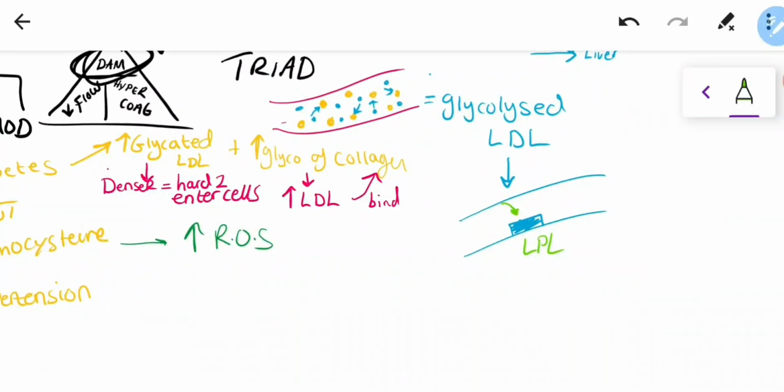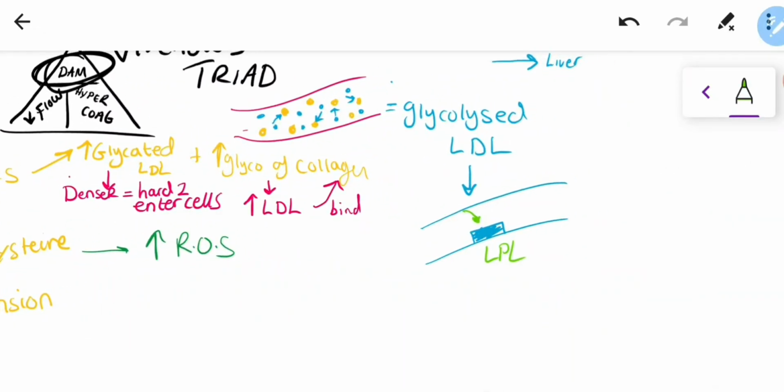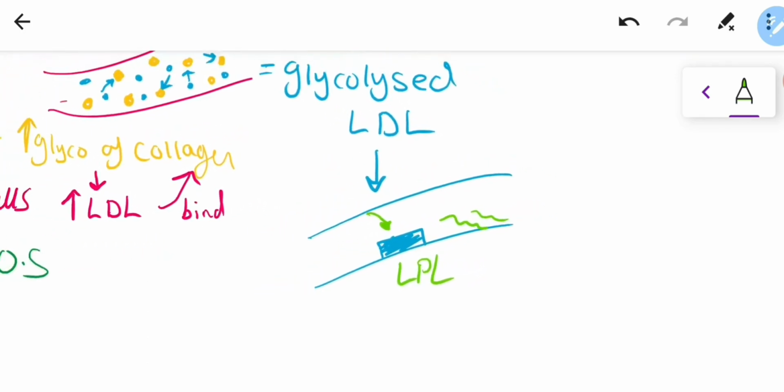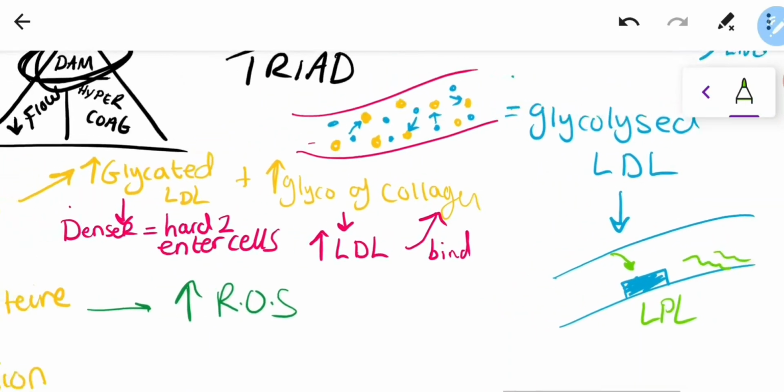I don't know why I can't pronounce it. Glycosylated LDLs can't enter. Okay, so what does that mean? There is a buildup of LDL, and these LDLs can just accumulate within these subendothelial spaces, wherever they may be. Okay.